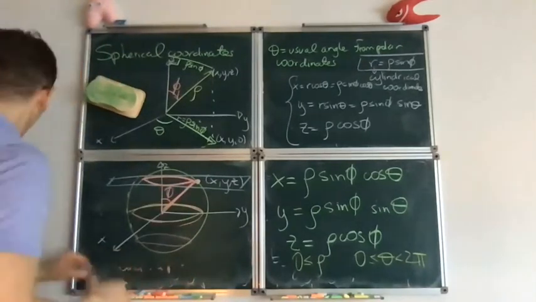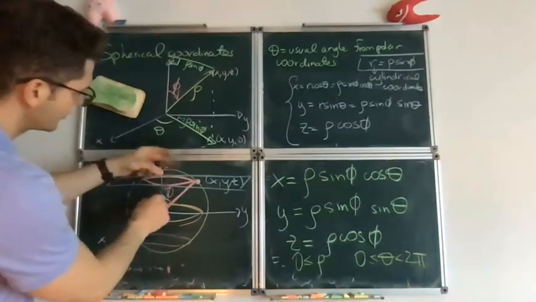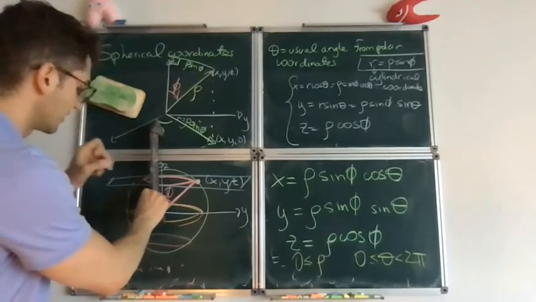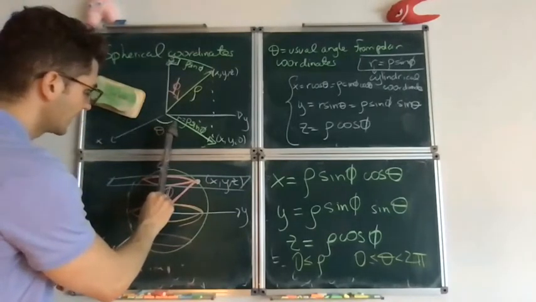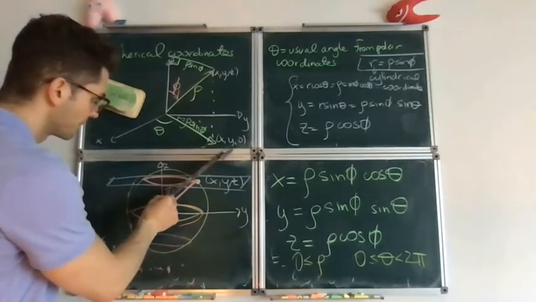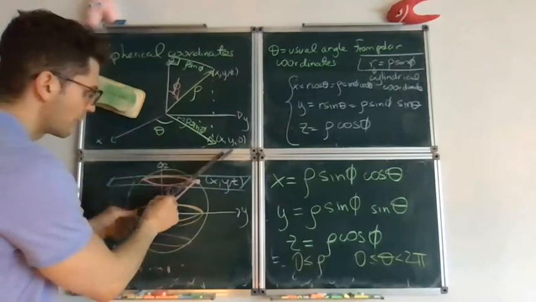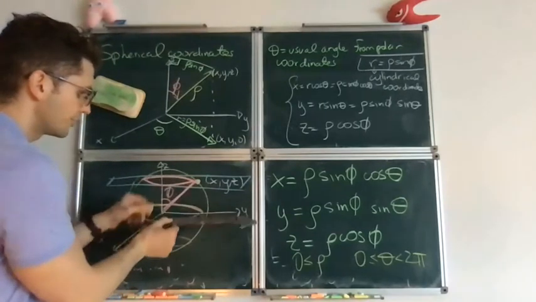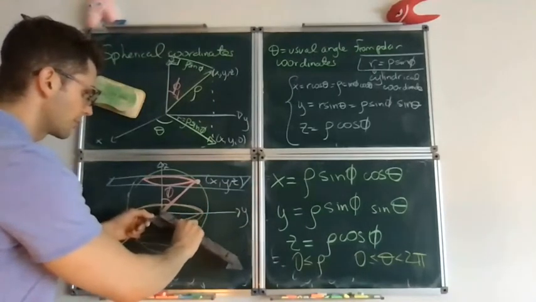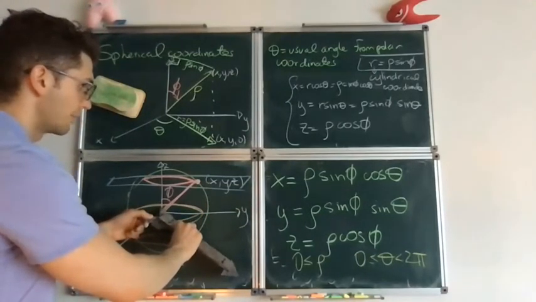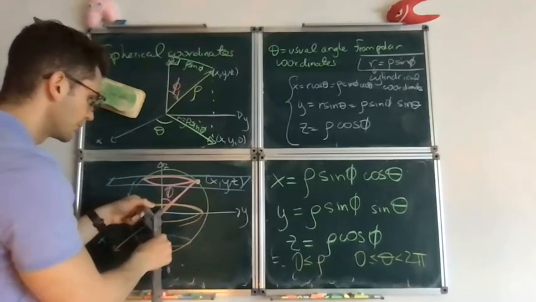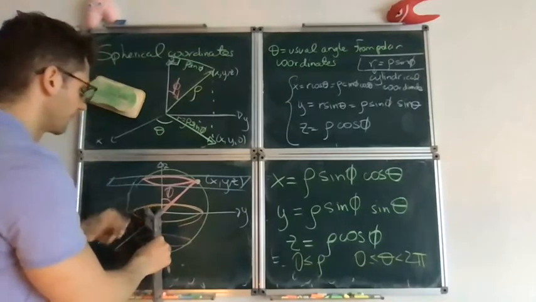So here's phi. The point is when phi equals 0, it will be a line along the z-axis, and then phi starts dropping. Once phi equals pi over 4, you are around this part. Once you get to the equator, which is this circle, you get to pi over 2, and then you keep dropping. Maybe this is like 3 pi over 4, and then you get to the south pole, and at the south pole, the angle phi equals pi.